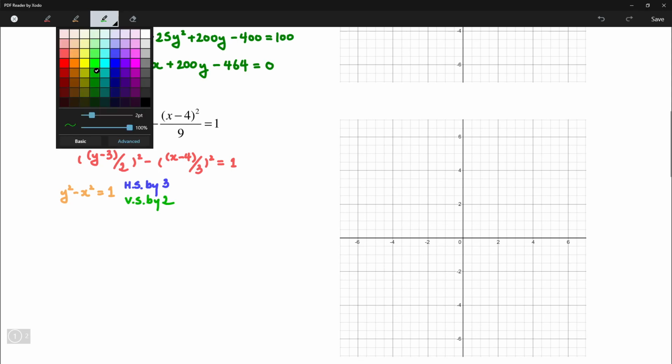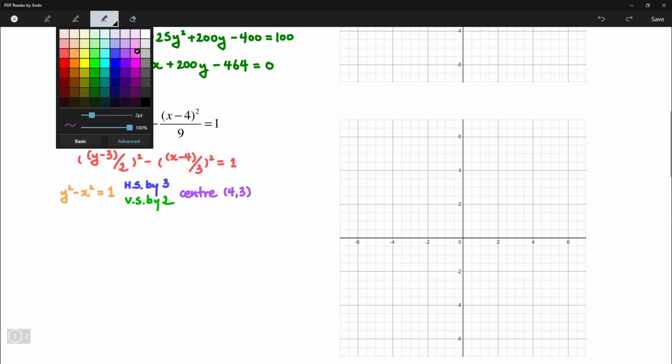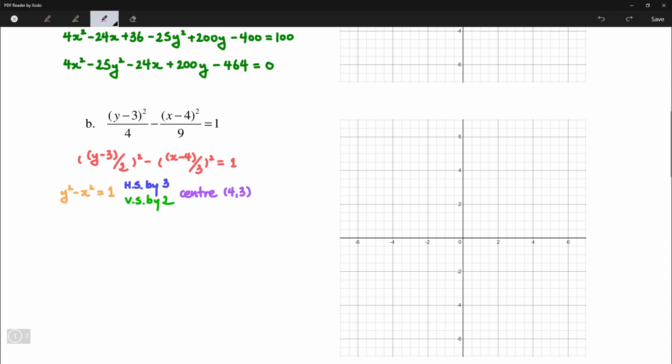This time the center of the hyperbola is going to be (4, 3). Again, x and then y, so x minus 4 gives us the 4, and then y minus 3 gives us the 3. Next, to write about the asymptotes, we are really just interested in the slopes, so we can just write that the slopes m is equal to plus or minus 2 over 3.